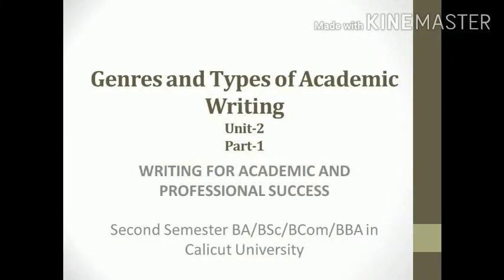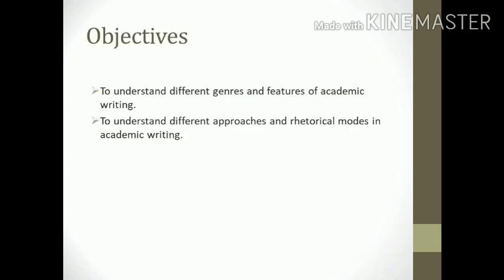Hello everyone. Today I am going to discuss genres and types of academic writing, the second unit in the book Writing for Academic and Professional Success, prescribed as Common Course in English for second semester UG programs in Calicut University. By the end of this unit, you would be able to understand different types of academic writing like essay, research article, project report, book review, lab report, and thesis.